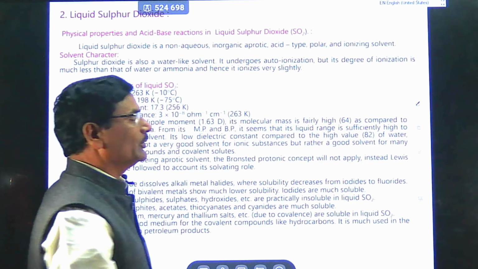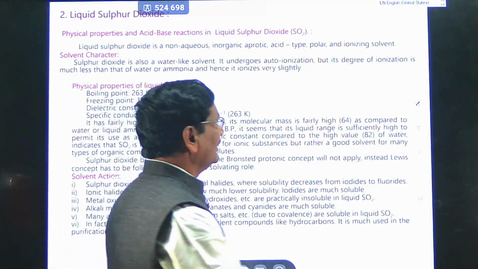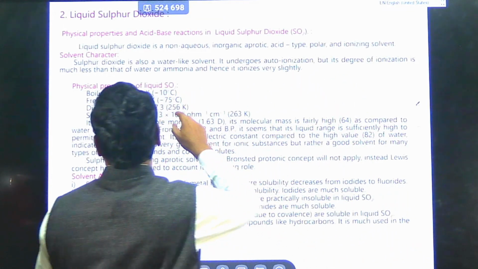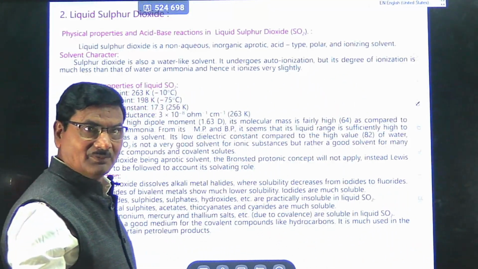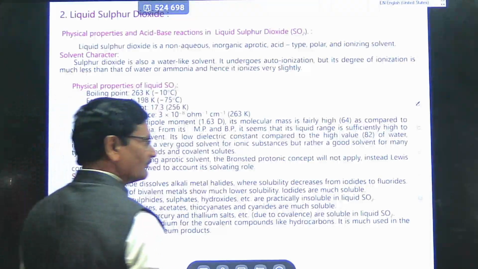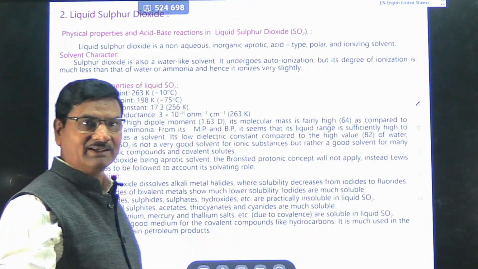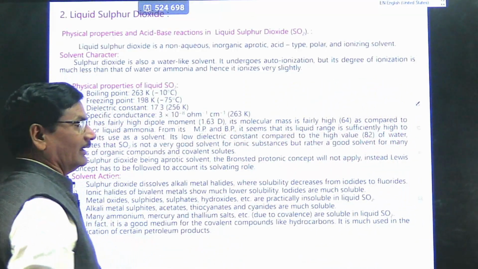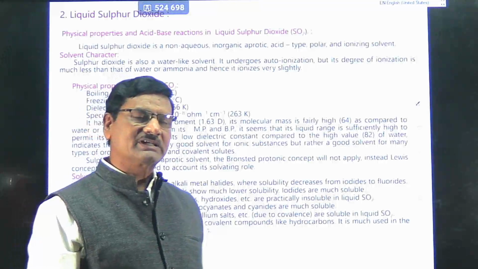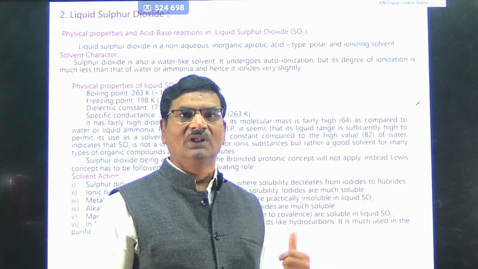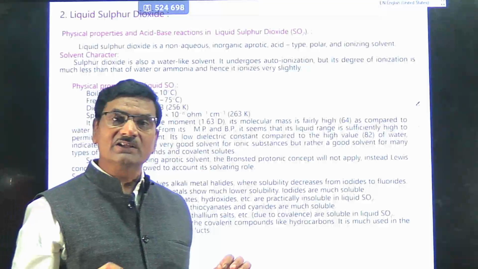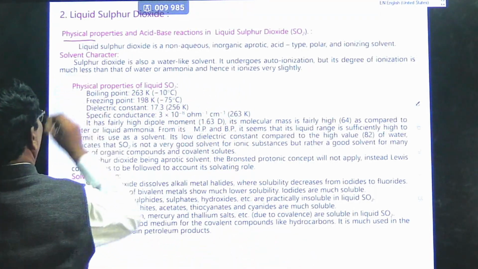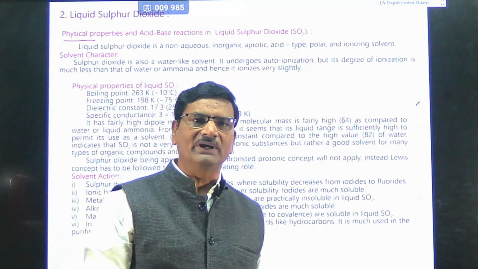For example, if you see the physical parameters, like ammonia, we are going to discuss liquid SO2. Liquid SO2 we are going to discuss in different ways, like physical properties. First, what are the physical properties?